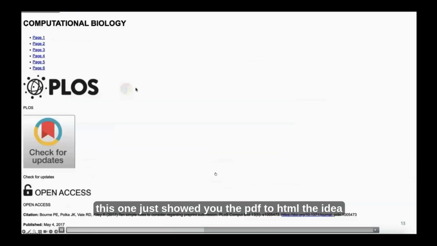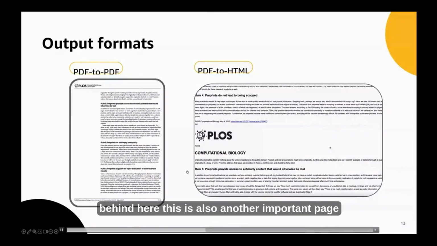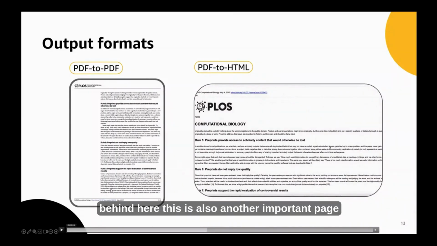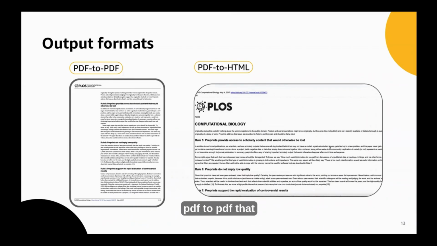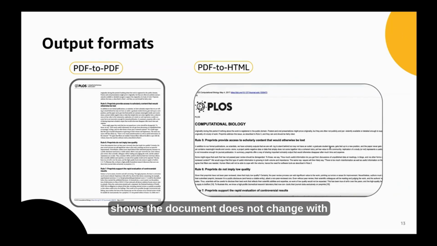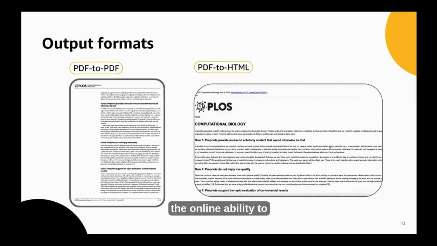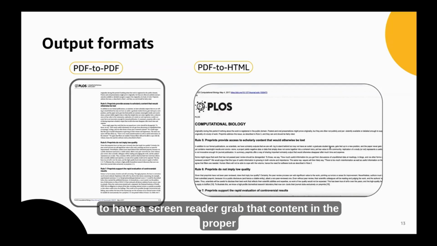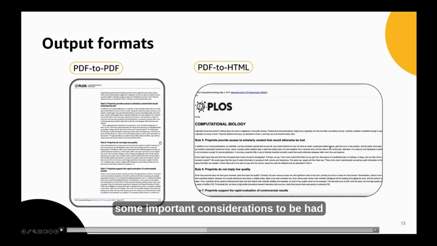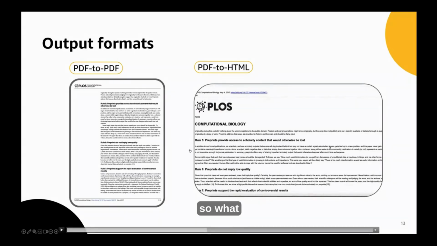So this one just showed you the PDF to HTML. This is also another important page to understand the output formats. For PDF to PDF, the document does not change. With PDF to HTML, it's removing some of those formatting aspects, really enabling a screen reader to grab that content in the proper order and format. And so these are just some important considerations to be had.